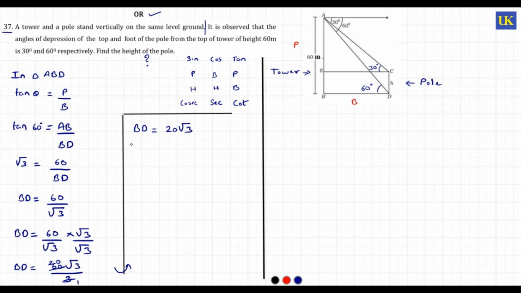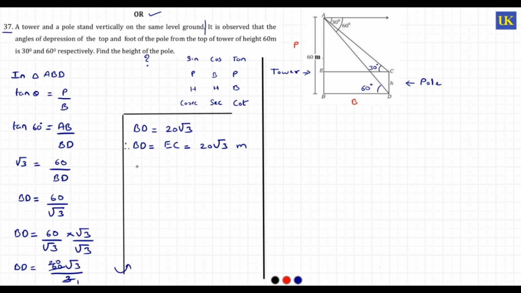So BD means what I told you initially. If BD is something, then EC will also be equal to BD because they are parallel. So BD is also equal to EC, and both of them will now be equal to 20 root 3 meter. So this is what we got.